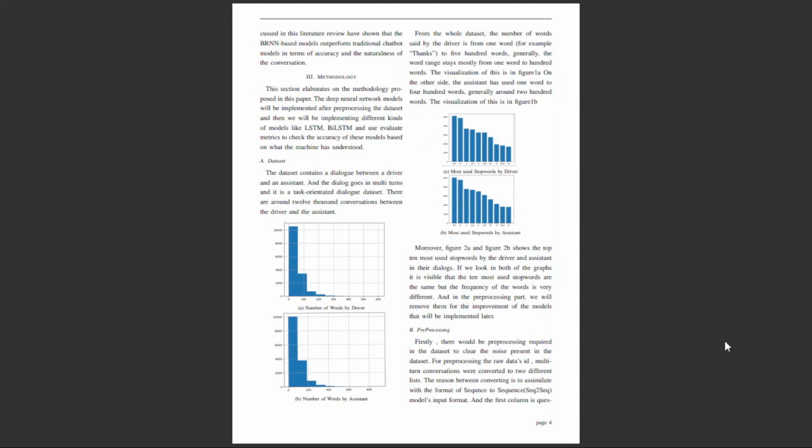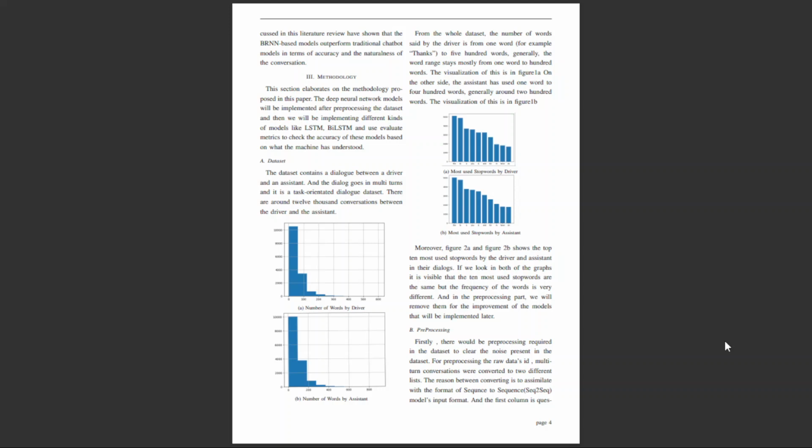Then we can see in figures 2A and B the top 10 most used stop words by the driver and the assistant in the whole dialogue. If we look at the graph, it's quite visible that the stop words that are used are quite similar. But if we look at the frequency, the number of times the driver has used them versus the assistant, it's very different. So now we will talk about the pre-processing of our dataset.